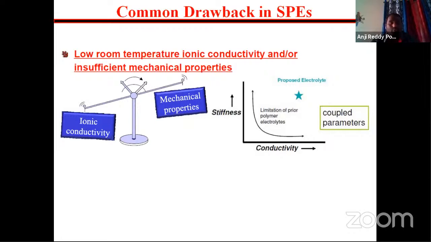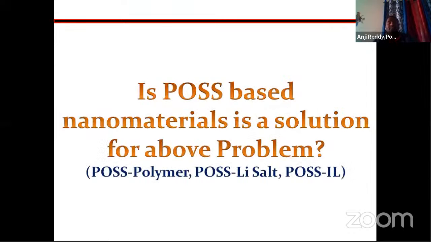For that, we have chosen a new nanoparticle that we call POSS. POSS means polyhedral oligomeric silsesquioxane, an organic-inorganic hybrid nanoparticle. In that POSS, the organic portion will increase the conductivity, and the inorganic portion will increase the mechanical property. By using this POSS-based nanomaterial, we can increase both conductivity and mechanical properties simultaneously.